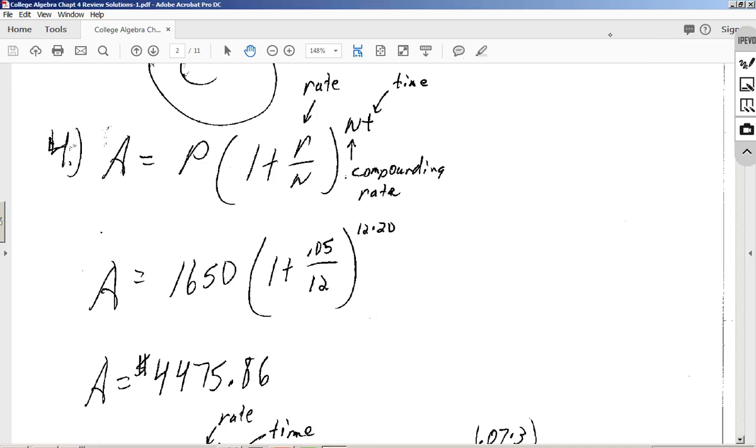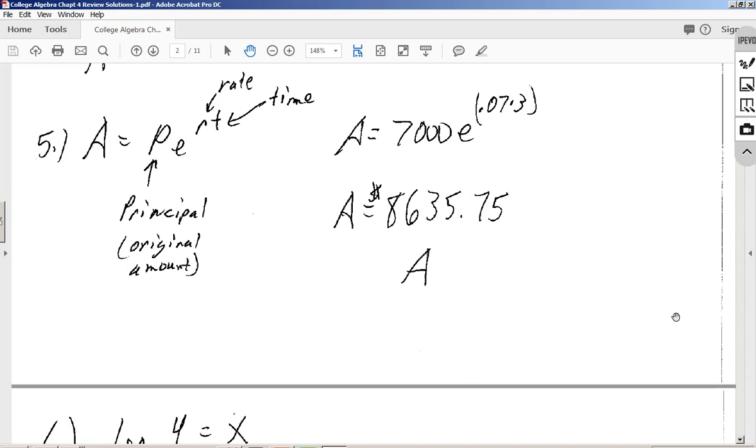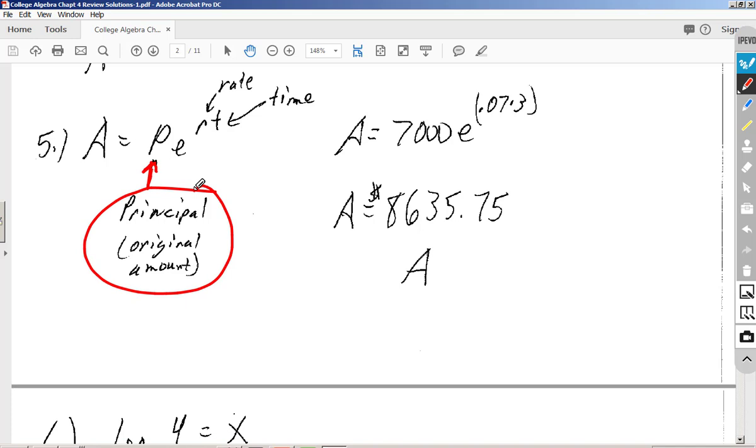Looking at the next problem, now I'm going to use the other formula. You're going to notice that on your test it'll list both formulas down. So we've got this other formula of A equals PE to the RT. To solve this one, I have to remember that again, P is going to be my principal or my original amount. So here's P. That's your principal, also known as your original amount. So remember your R is going to be your rate, and T is your time. Now we just need to go ahead and substitute in the numbers correctly.